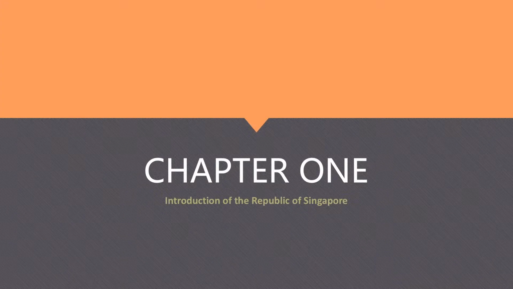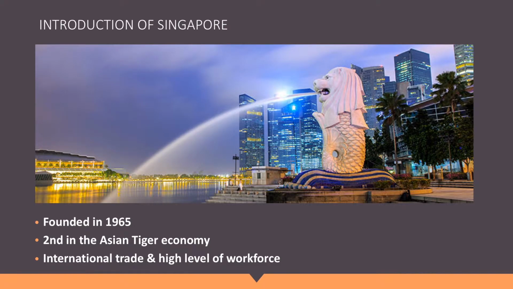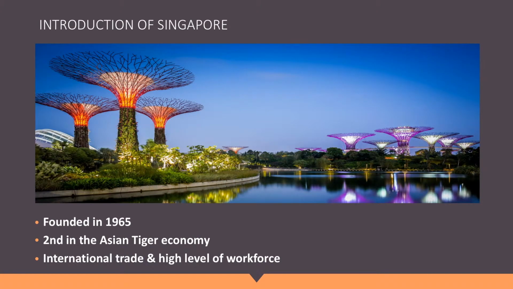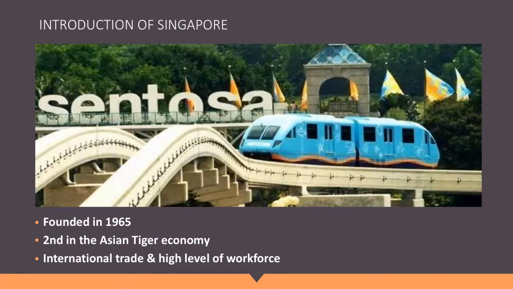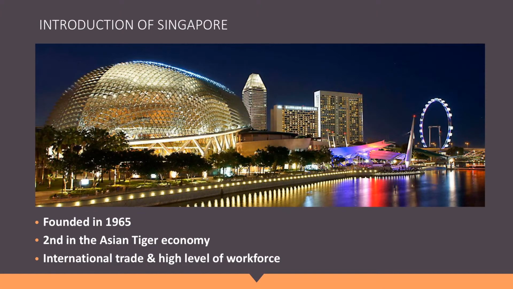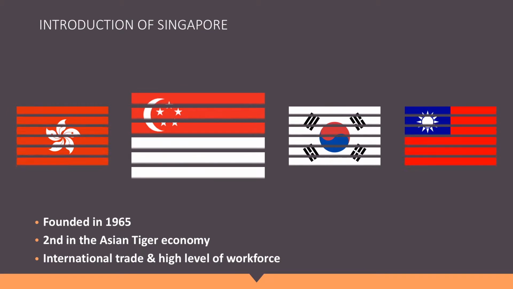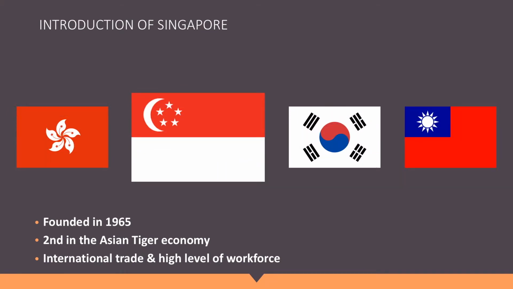Now let's begin. Chapter 1 Introduction of the Republic of Singapore. Singapore is officially called Republic of Singapore, and it was founded in 1965. The country is famous for its beautiful scenery and rich culture. In 1970s, Singapore ranked second in the Asian tiger economy, based on its international trend and high level of workforce.